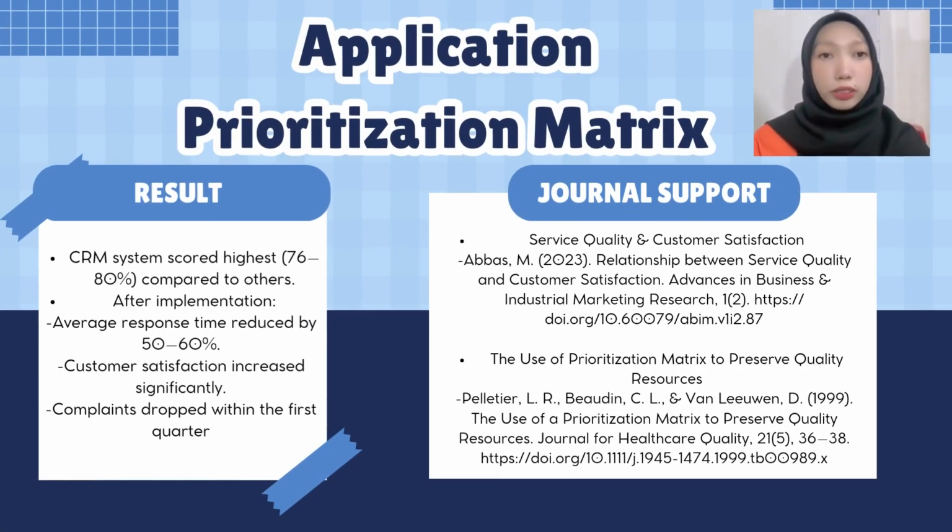The results show that the CRM system received the highest score, around 76 to 80%. After implementation, the average response time decreased by 50 to 60%. Customer satisfaction increased significantly, and complaints dropped within the first quarter. This demonstrates that using the prioritization matrix allows the organization to make a well-supported and effective decision.